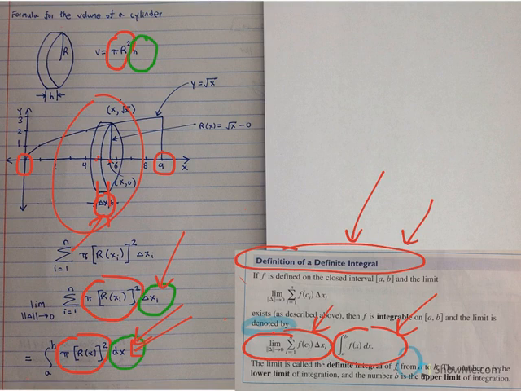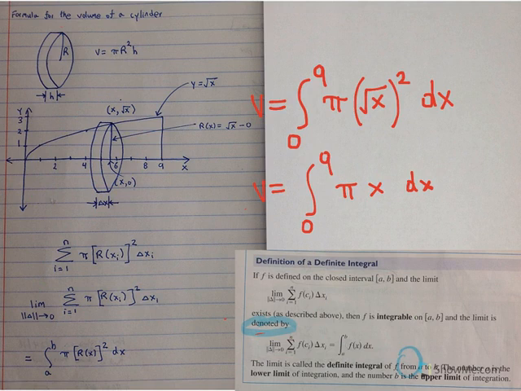Finally, the limits of integration. You need to understand how you get the limits of integration. How do you get the lower limit of integration? How do you get the upper limit of integration? Well, you have to go back to your region. It starts at x equals 0 and ends at x equals 9. So in this particular problem, we will have the limits of integration from 0 to 9.